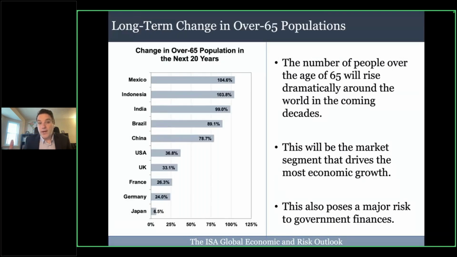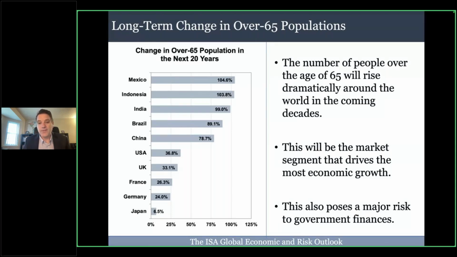And then, of course, if your market is the over 65 population, your market's growing. Look at how fast the over 65 population is going to grow in the world's leading economies over the next 20 years. So if you're not focused on those consumers, and those consumers often have a good deal of money, you should be, because this is where a lot of growth is going to come from.